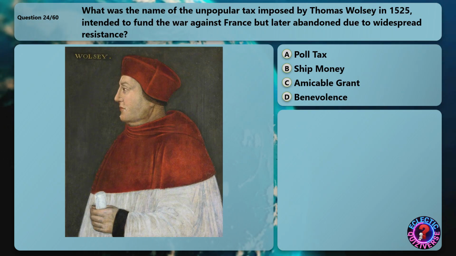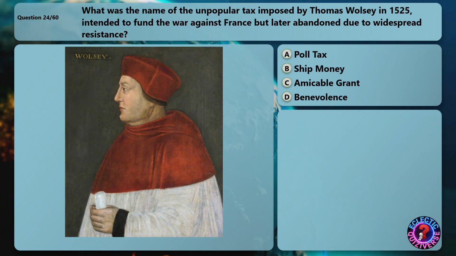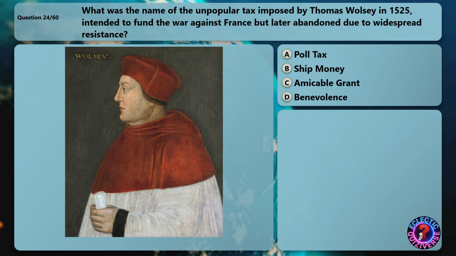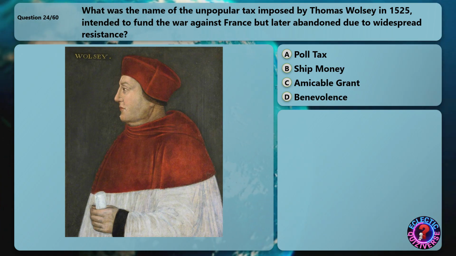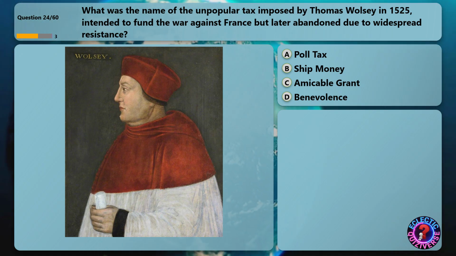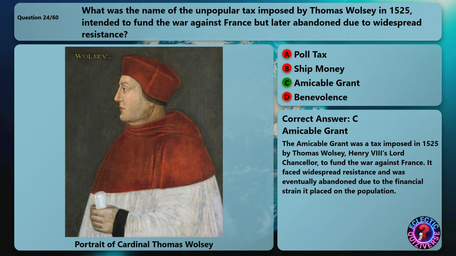What was the name of the unpopular tax imposed by Thomas Wolsey in 1525, intended to fund the war against France but later abandoned due to widespread resistance? The correct answer is amicable grant. The amicable grant was a tax imposed in 1525 by Thomas Wolsey, Henry VIII's Lord Chancellor, to fund the war against France. It faced widespread resistance and was eventually abandoned due to the financial strain it placed on the population.